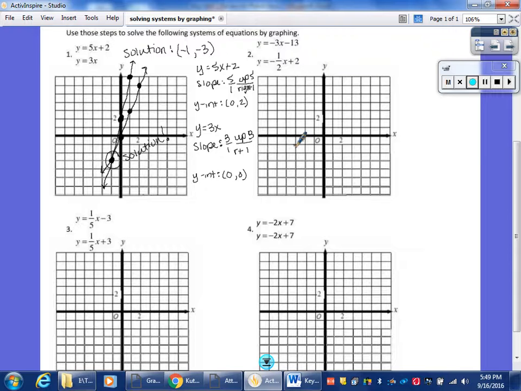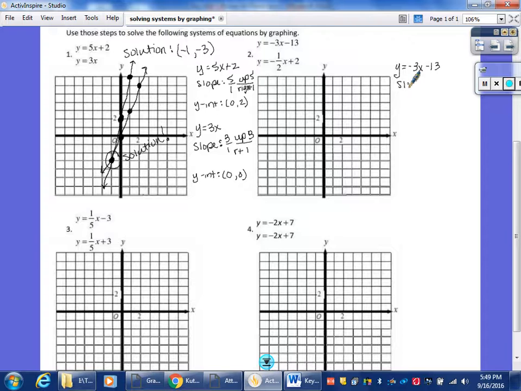Now please pause the video and try the other problems on your own, and then come back and check your answers when you're done. So here's y equals negative 3x minus 13, and y equals negative 1/2 x plus 2. And I'm going to graph those. The first equation, y equals negative 3x minus 13.